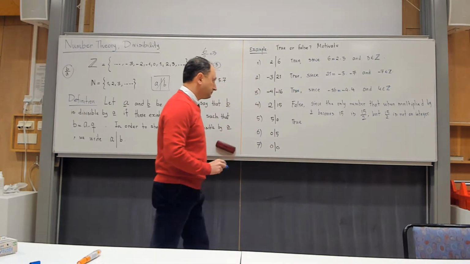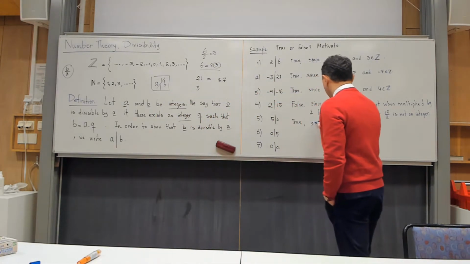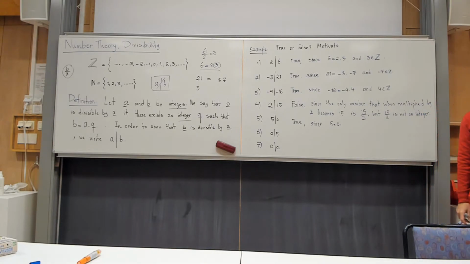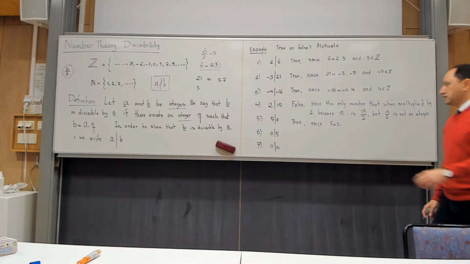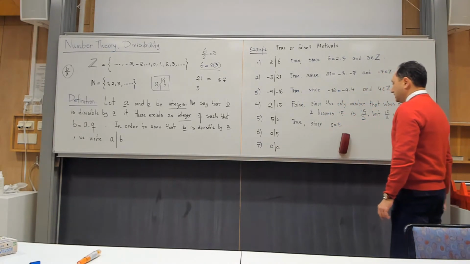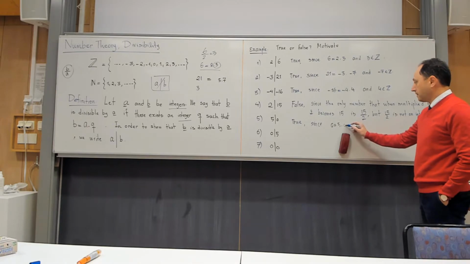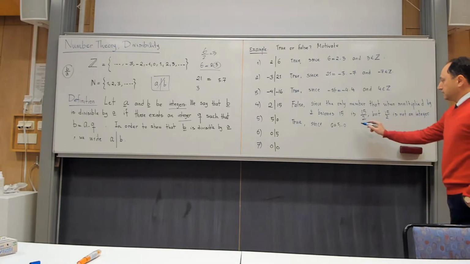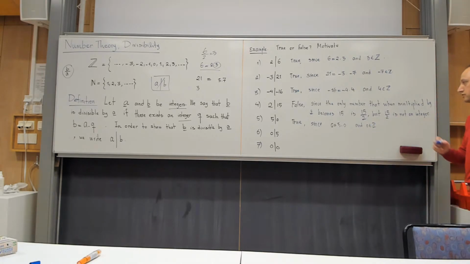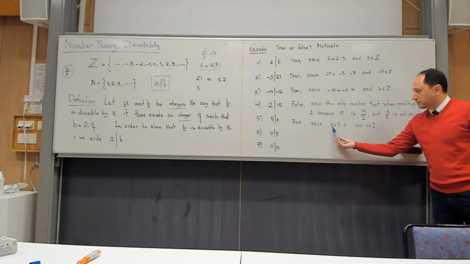Why is that? Since 5 is equal to 0 multiplied by what? Oh, sorry. 0 is equal to 5 multiplied by 0. Yes. And 0 belongs to the integers. So that's true. So here, the number on the left and the quotient are coincidentally the same.